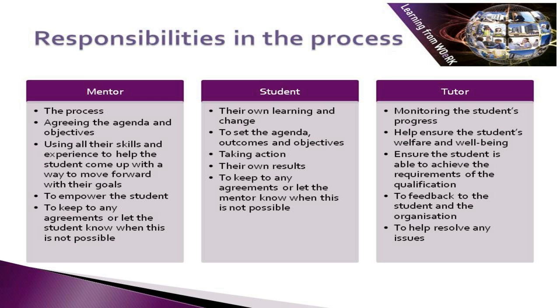The next thing to think about is responsibilities in the process. The mentor is responsible for looking after the process, and that will include agreeing the agenda and the objectives. That is the overall objectives for the mentoring and the objectives for each of the meetings. And then they are responsible for using all their skills and experience to help the student come up with a way to move forward with their goals. They should only commit to being a mentor if they're prepared to do this.